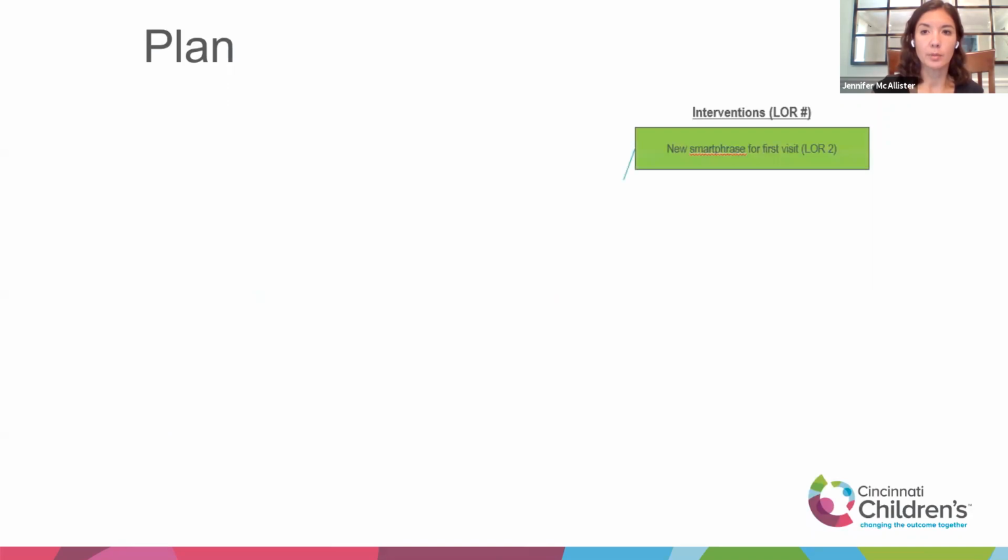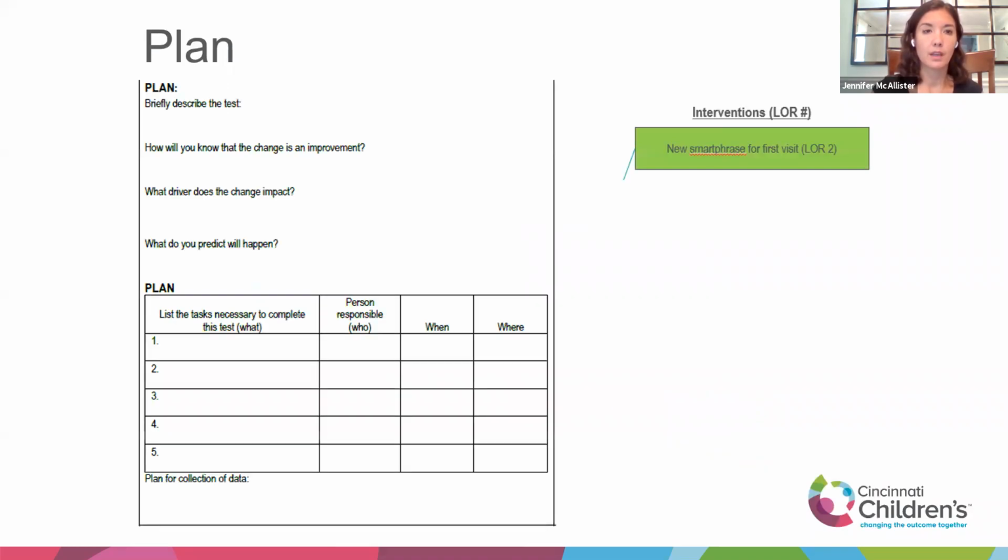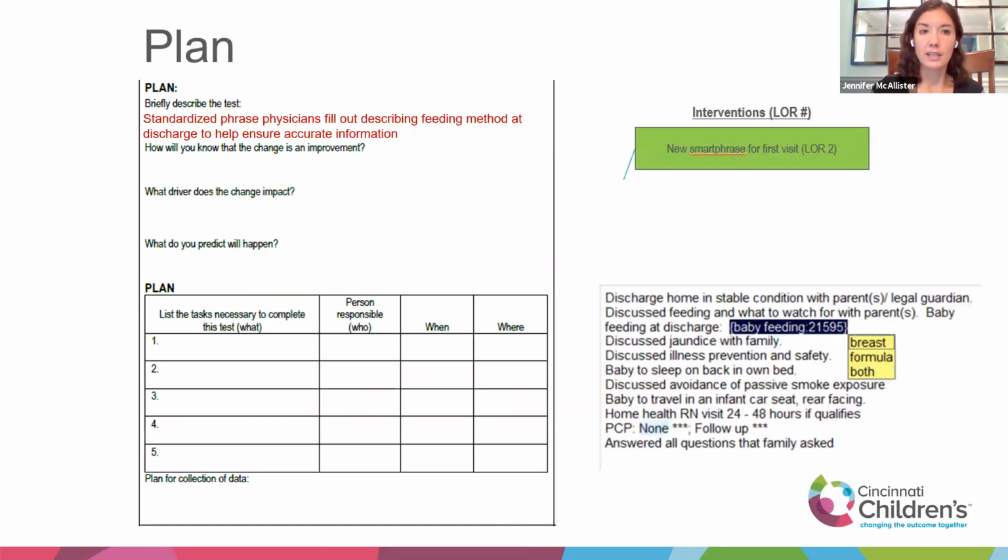So looking specifically at our project, the intervention that I'm going to discuss is this new smart phrase that was implemented at the birth hospitals. And blowing up the section of the worksheet that describes our plan, our test was a standardized dot phrase that physicians would fill out at the time of discharge, which describes the infant's feeding method during the hospitalization. This helps ensure that accurate information is being portrayed in the discharge summary that is communicated back to the providers at the newborn clinic. Previously, feeding method may have been pulled in from flow sheets that were automated but not necessarily accurate.